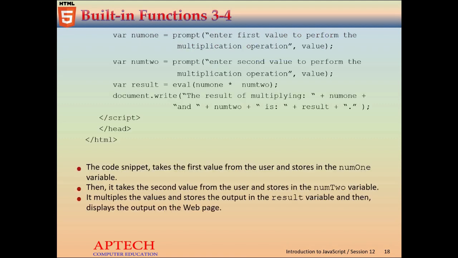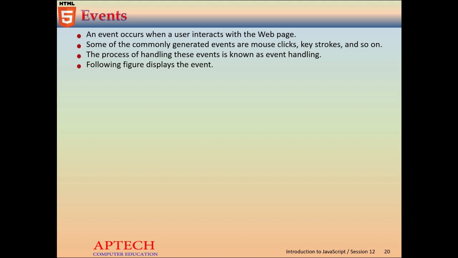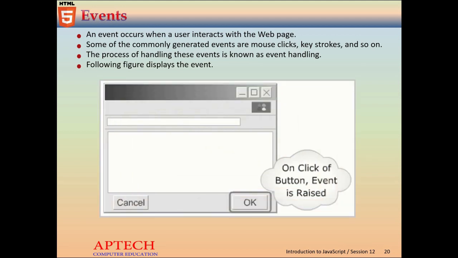Let's go to the next topic. Now, events. What is an event? The use of scripting is for events. We use it for event handling, the actions from the user. An event occurs when the user interacts with the web page. When you click on the submit button, when you interact with the mouse, when you select a drop down, some event is being processed. The process of handling those events is called event handling.